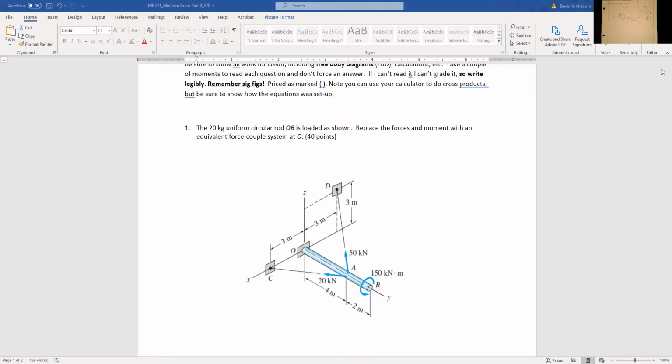So what we want to do is replace the two loads that are applied at A, the weight of the rod and the moment applied at B, with a single force couple system at O. Remember that whenever you see replace with a force couple system, or replace the forces and moment with an equivalent, that means that the answer has to contain the force and the moment. So it's not enough just to give me the moment, you have to give both. So let's go ahead and do this.